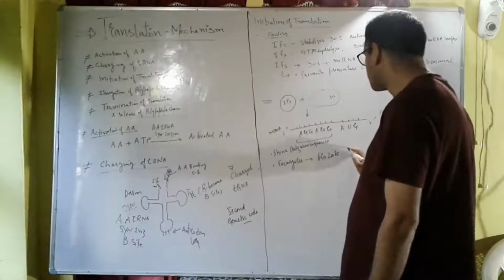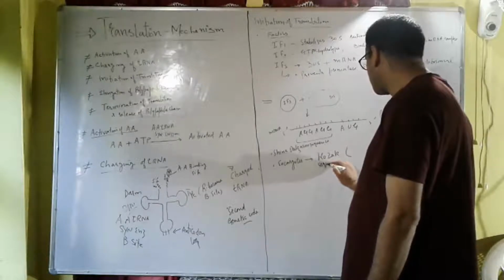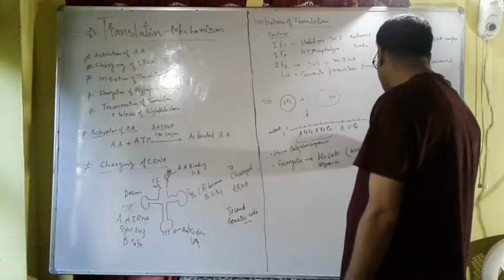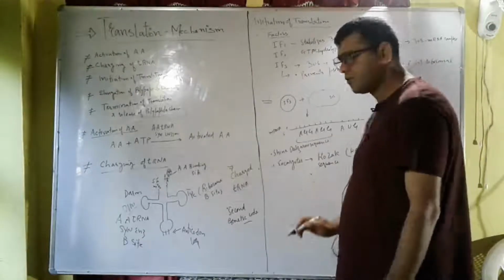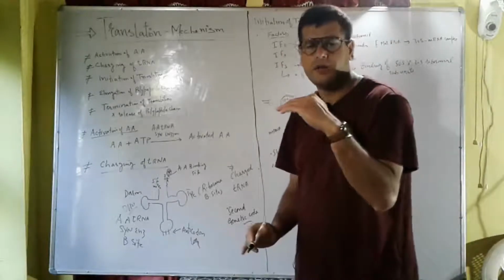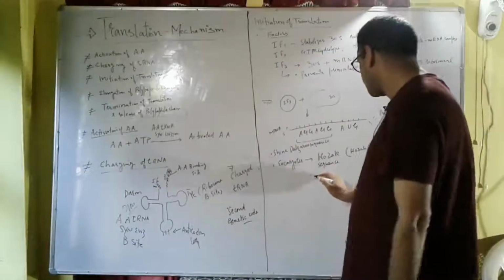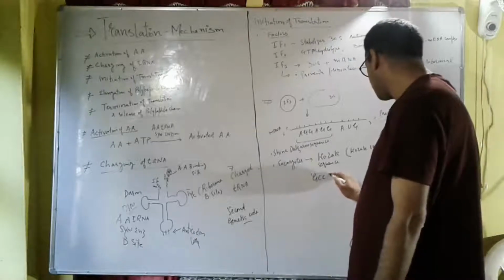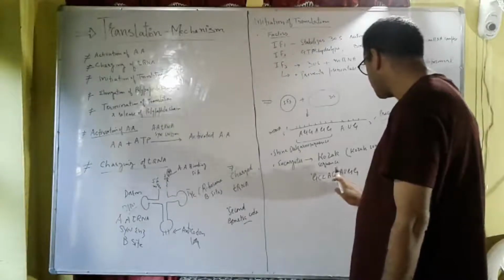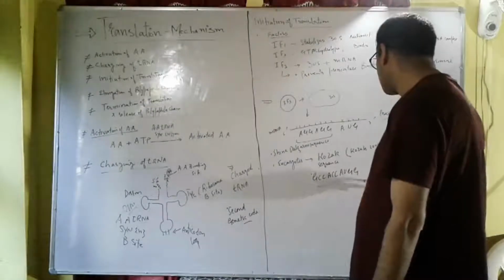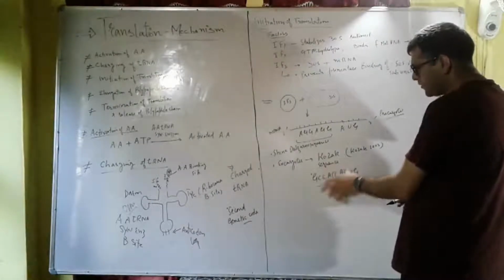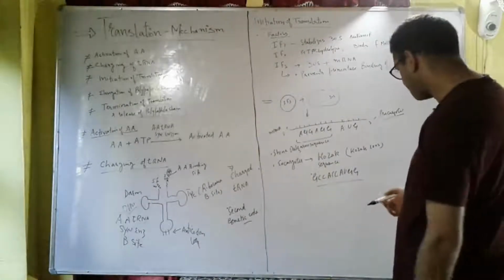And this Kozak sequence was discovered by a scientist whose name was Kozak, in 2002. This sequence is also found around the initiation codon in the eukaryotic mRNA. The sequence is GCC ACC AUG G. So this is what is called the Kozak sequence. This Kozak sequence is found around the initiation codon on the mRNA.